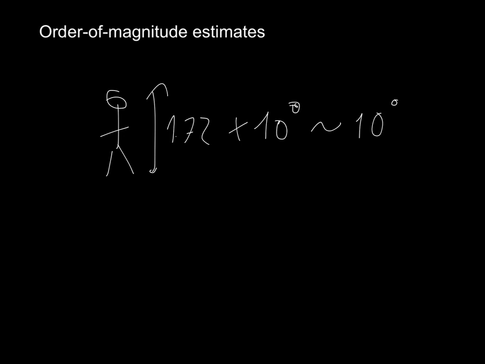I could do similar things with a bunch of things. So for example, a building is in order of magnitude either 10 to the 1 or 10 to the 2, depending on how tall it is, right? So the Eiffel Tower would be 10 to the 2 because it's roughly 100 meters. Yes, of course, it's 300 meters, but 300 is closer to 100 than it is to 1,000.